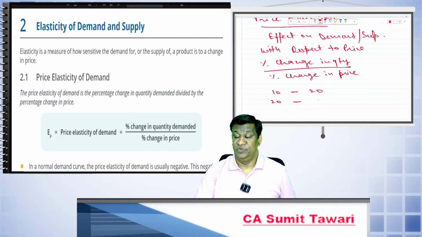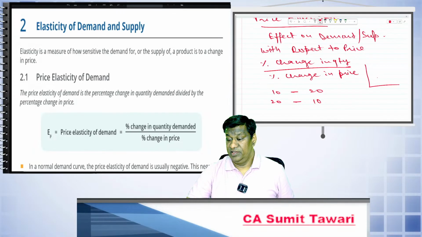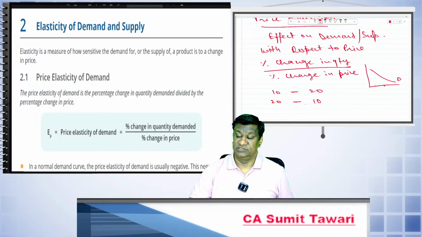Greater than 20? No, less than 20. See, with respect to an increase in prices, demand decreases. If you see, the demand curve is like this. So when the price is less, demand is high. When the price is high, quantity decreases. Okay, so you need to consider it like this.